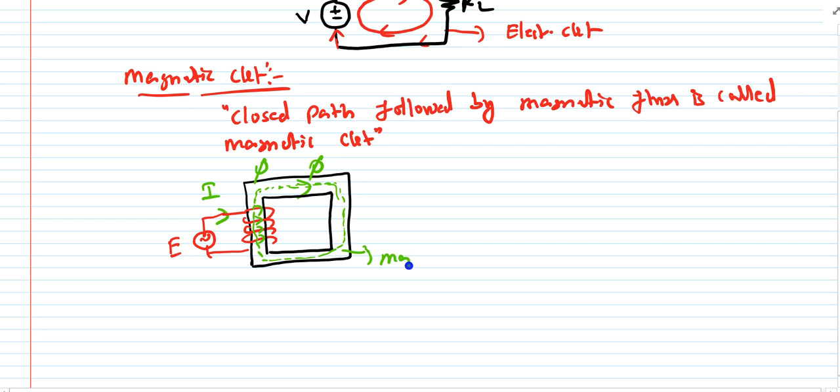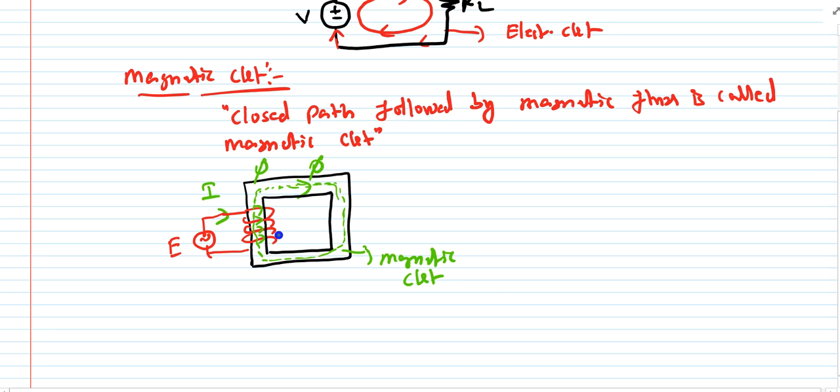This is called a magnetic circuit, because here there is a closed path followed by a magnetic flux. This magnetic flux has a closed path so that it can completely move inside this magnetic core.